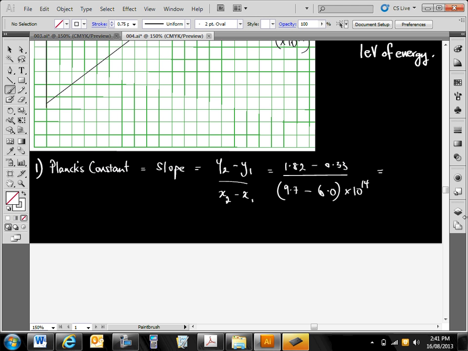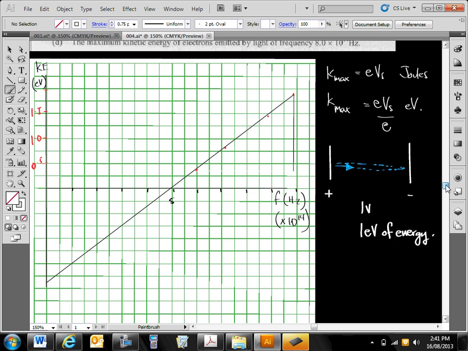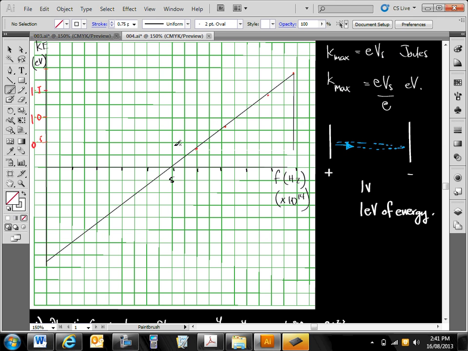Didn't I use two points on the line? Oh, okay. Yes, you could do. Instead of using these two points, which are taken from my measurements, even though they're on the line of best fit, you could use the x-axis, so 0, 4 point whatever, and minus 2 point something, 0. Yes, definitely.